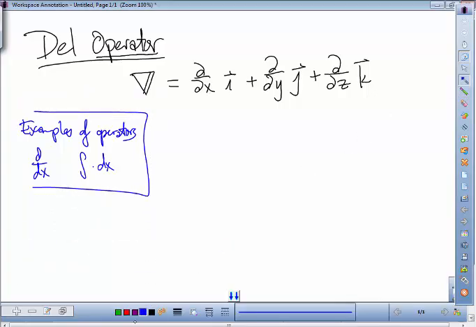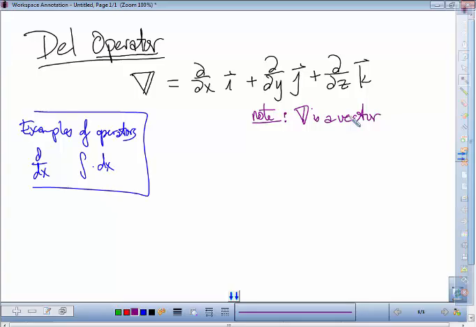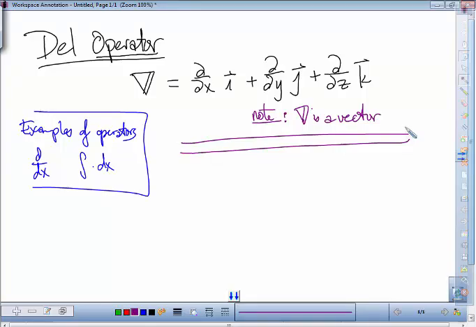So notice that this is a vector. And so what we're going to expect is that the rules of vectors apply to this. We're really going to focus on a couple of rules of vectors. Three. And let's take a look at the one that we're already familiar with. Let's take a look at the gradient.